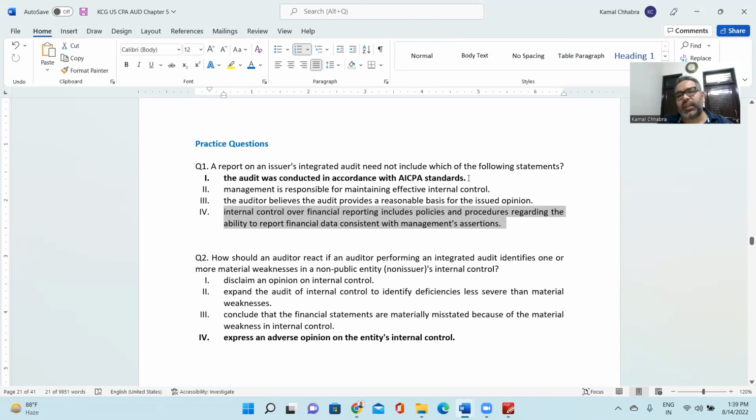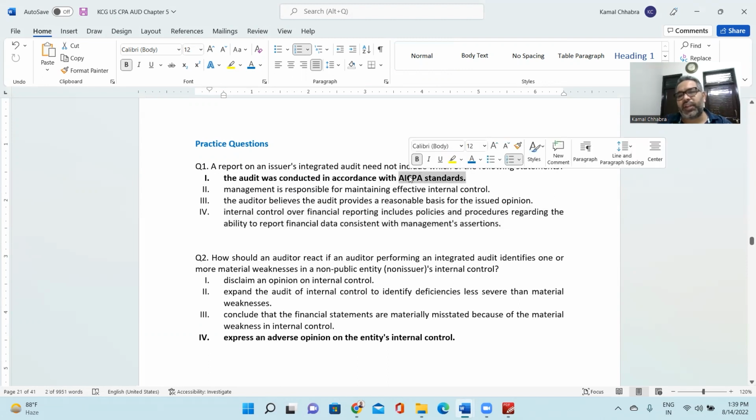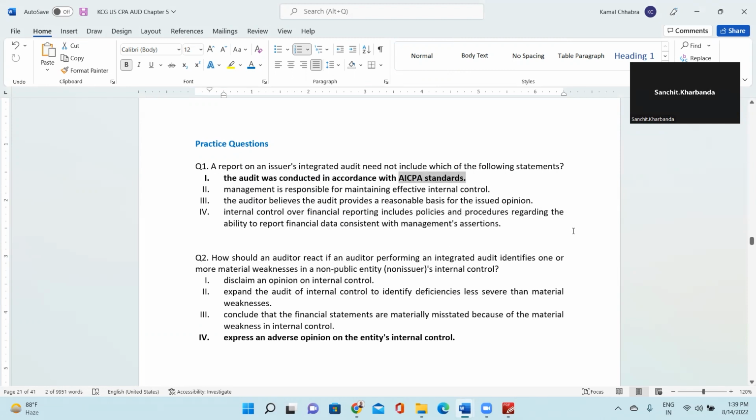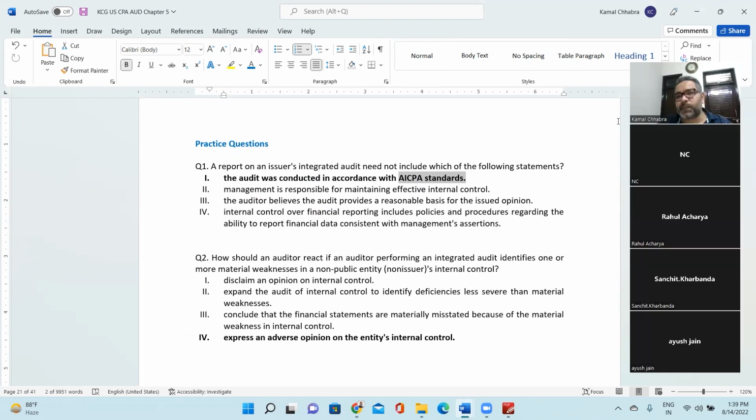So this one is clearly incorrect. For an issuer, you have to use the PCAOB standard, not the AICPA standard. Right, sir. So what is the call of the question? A report on an issuer integrated audit need not include the AICPA standard, because you'll be following the PCAOB standard. Make sense?